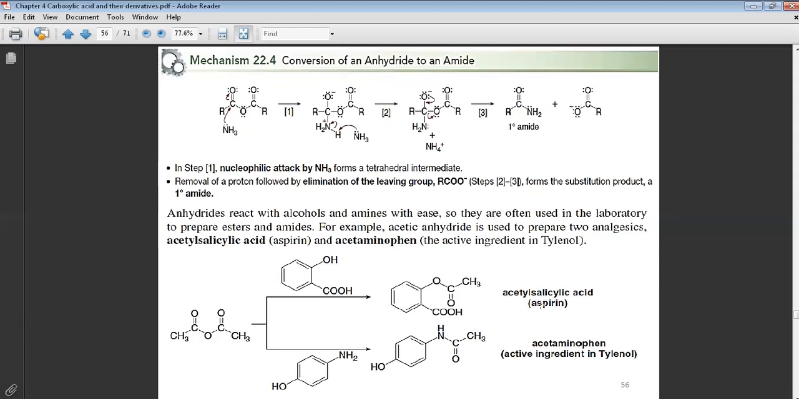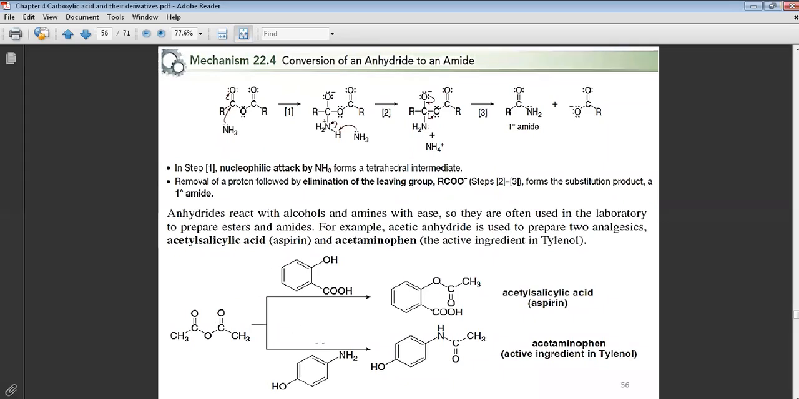This compound is aspirin. You know aspirin is a drug, so important, but it is also easy to prepare in the laboratory by just one reaction between this anhydride and this compound. This is the phenol compound, orthohydroxy benzoic acid. The reaction is between the orthohydroxy benzoic acid and the acetic anhydride.